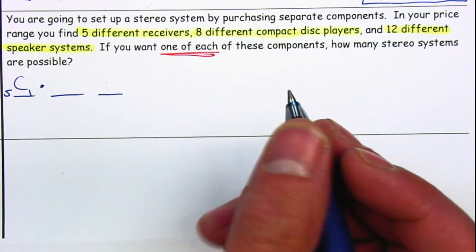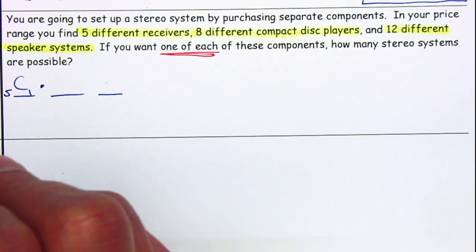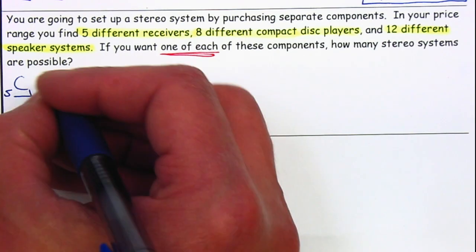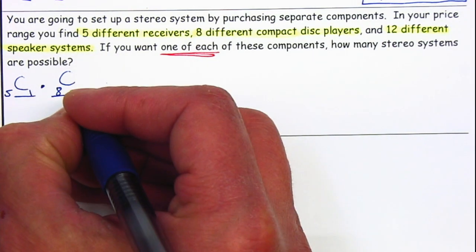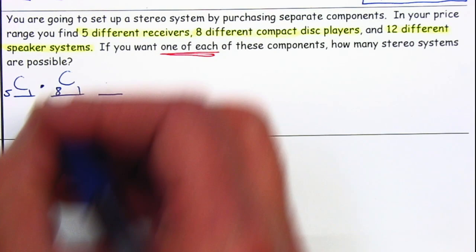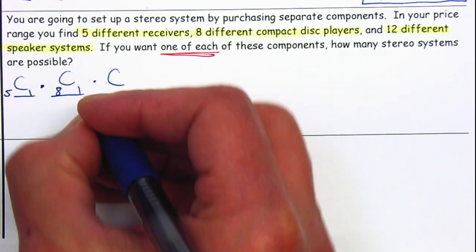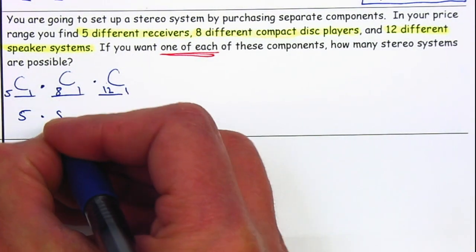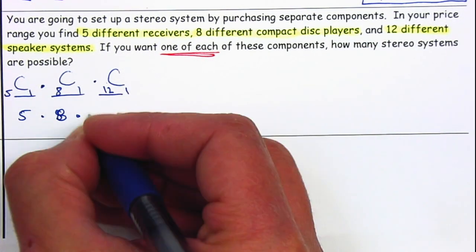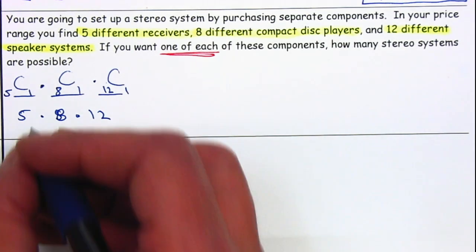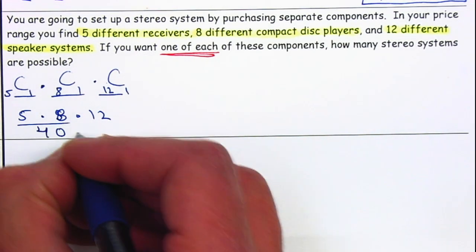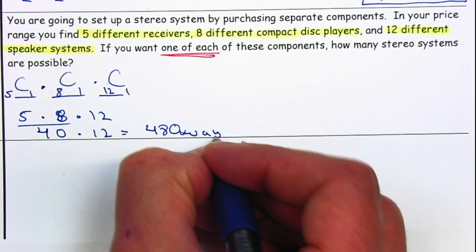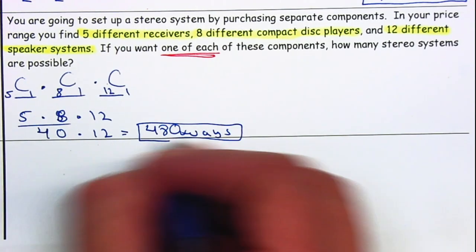And you're also going to select the displayer, so it will be multiplication. How many different compact displayers are available for you to select from? 8. How many are we selecting? 1. And the last one will be speakers. Now at this point, 5 choose 1 should be 5, 8 choose 1 will be 8, and 12 choose 1 will be 12. So that gives me 40 multiplied by 12, which is 480 ways. There's 480 different ways that you can select.